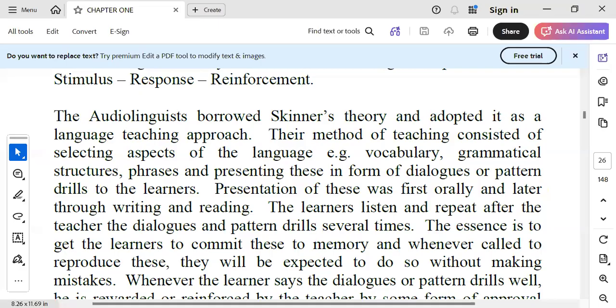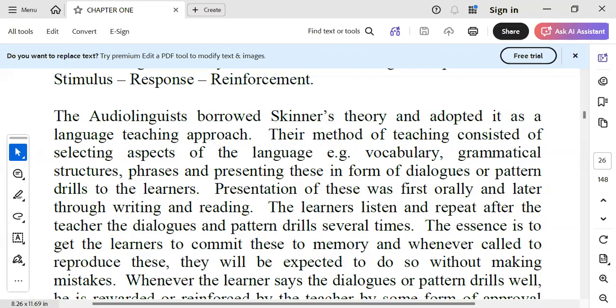Now, for language teaching, the thinking then was that if a learner repeatedly hears and produces the correct expression, then eventually the correct expression will become a habit.